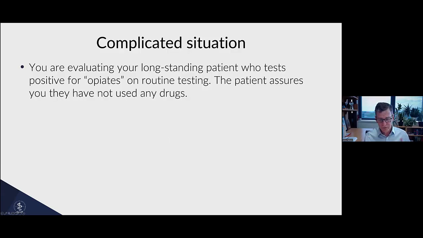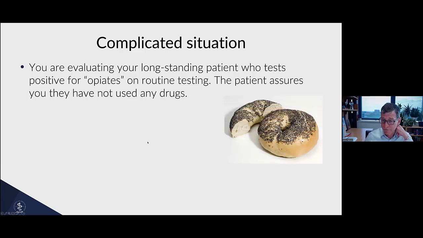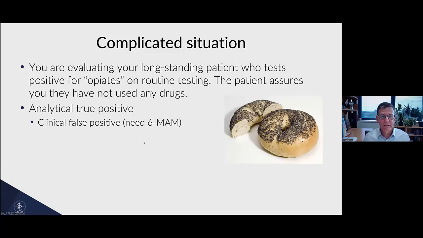Now, I know this is often discussed, but just for the purposes of this discussion, you're evaluating a patient who tests positive for opiates on routine testing. The patient assures you they have not used any drugs. You go and you ask a lot of questions and they swear they haven't, but you dig a little deeper and you find that they've been eating poppy seed bagels. Right? Poppy seeds do have morphine in them. Tiny little concentrations, tiny little doses. But the test being positive is analytically correct. There is morphine in their body, but it's a clinical false positive because they weren't using heroin.